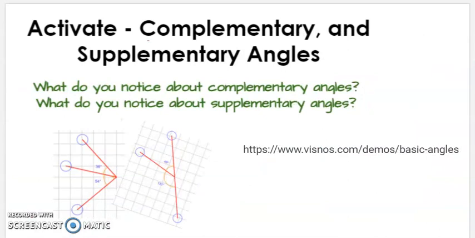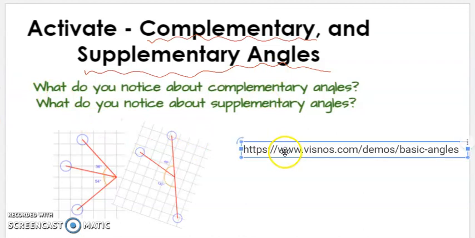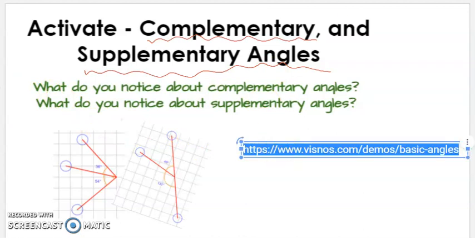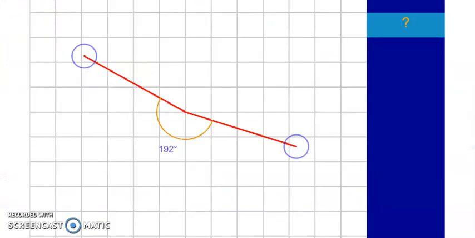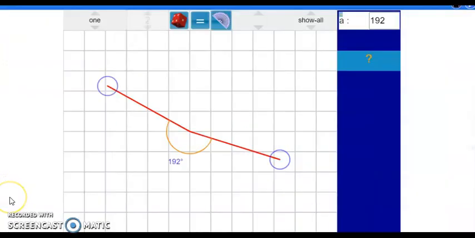Today we're going to be talking about complementary angles and supplementary angles. I want you to start with a little exploration to see what you notice. I've put this link in the description of this video. What I want you to do is go to that link. I'll show you how it looks on my screen now. Let me pause and expand my window here. Got it? It's going to take you to a site that looks like this for some exploring.